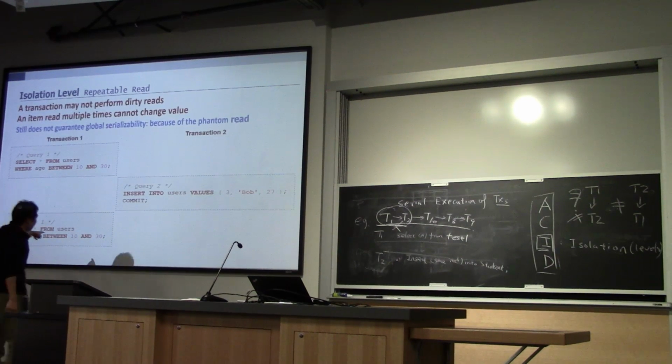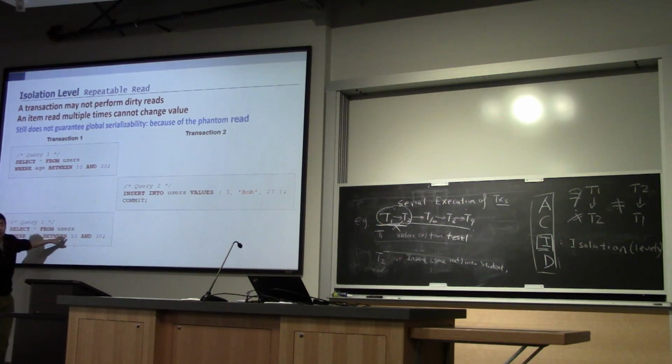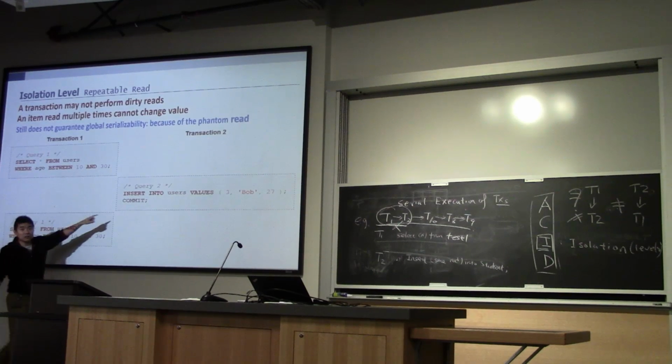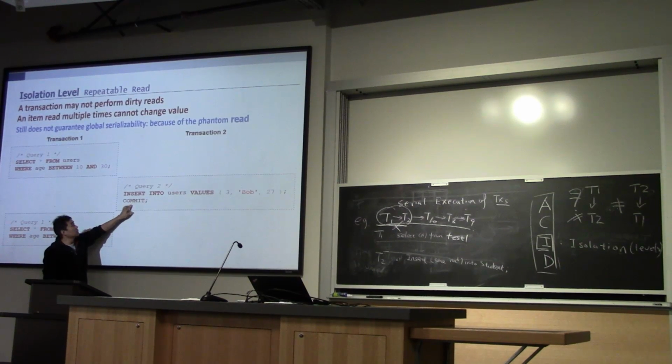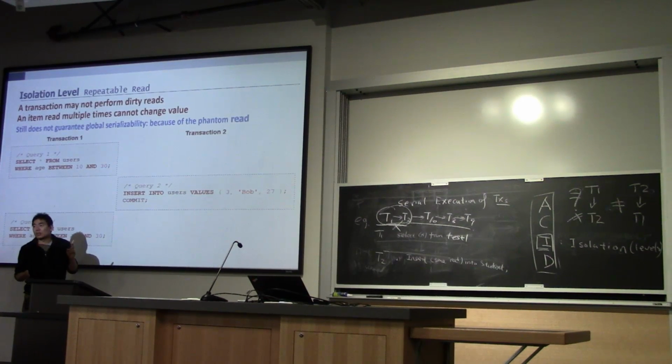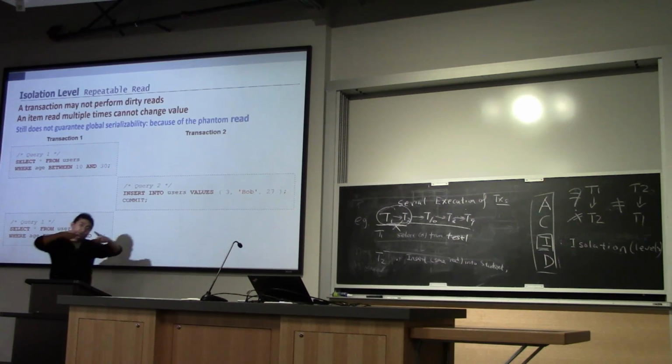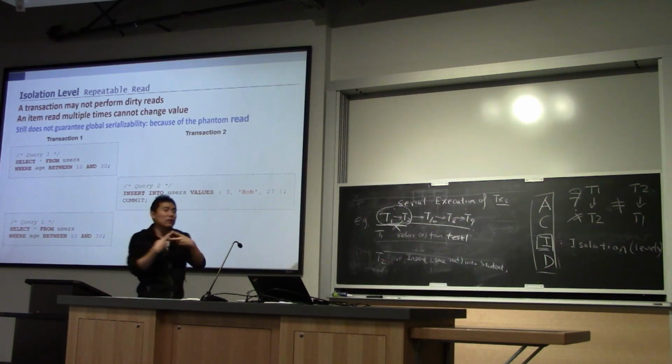The second time you execute this statement, what do you get? You get everything aged between 10 and 30, and this new record here. Why? Because it has committed, so the change is reflected. Do you see this? So the two times you execute that select statement, you get slightly different things.